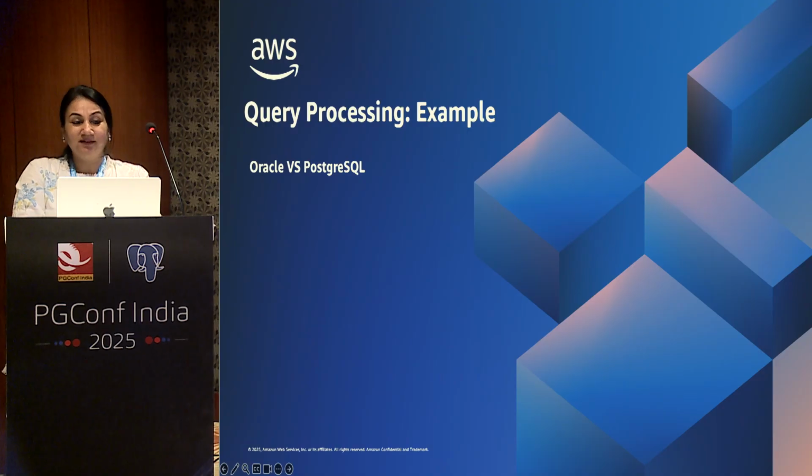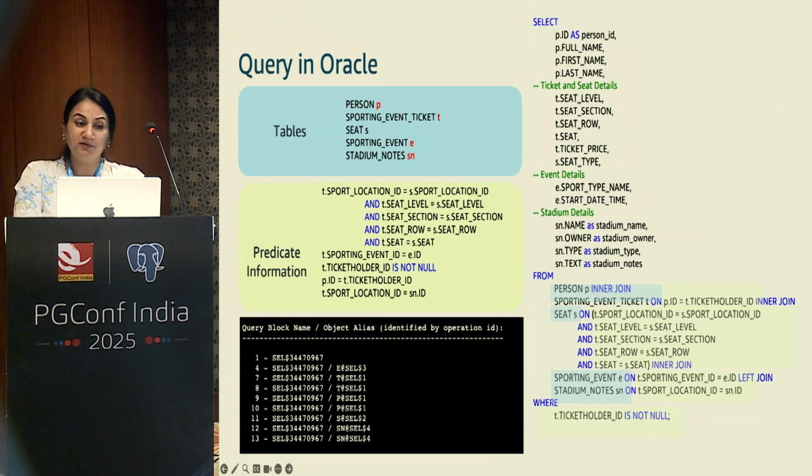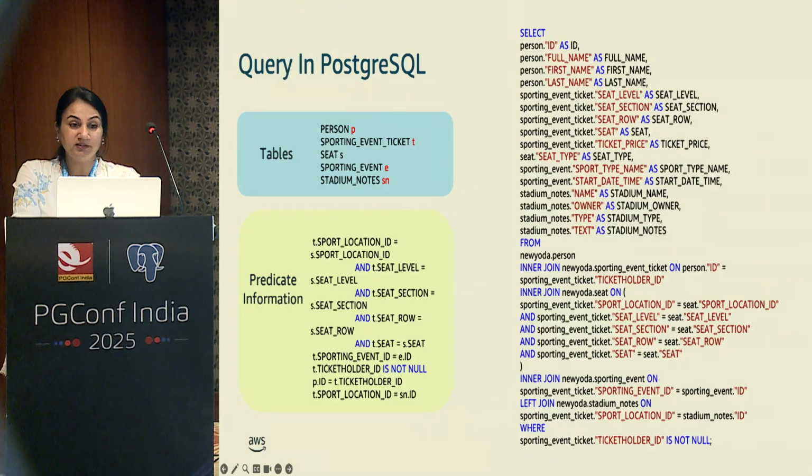Now again, we won't be able to cover the entire thing, but just giving an example of a slightly more complex query here. So we have this query run on the same set of data using the same 5 tables in both Oracle as well as PostgreSQL.